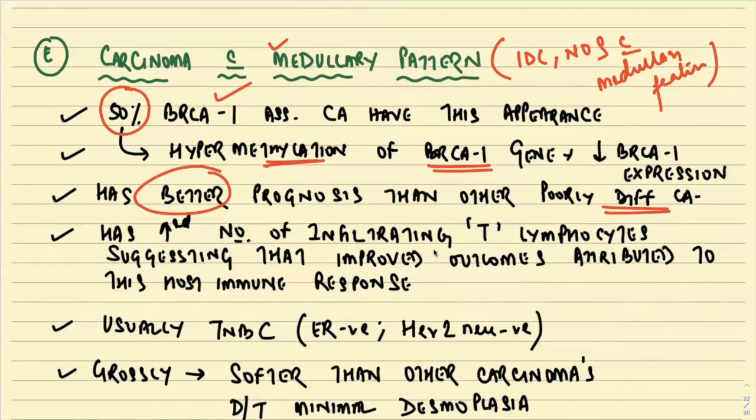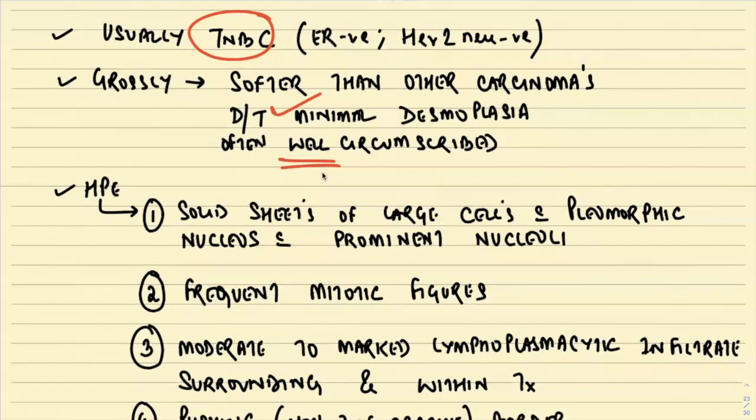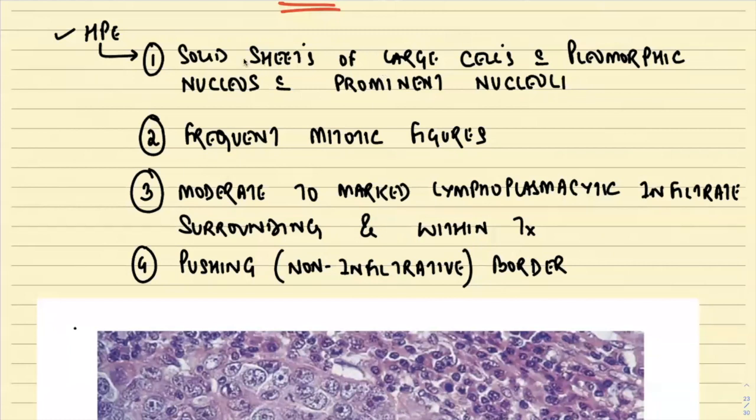It has a better prognosis than other poorly differentiated triple negative breast tumors. Why is it so? Because this tumor has an increased amount of T lymphocytes, and that T lymphocyte is providing protection against the cancer. That is responsible for the better prognosis. It is usually triple negative: ER, PR, HER2 negative. Grossly, if you see, there is minimal desmoplasia and they are often well circumscribed tumors. But histopathologically, there are very important points that you should remember. These tumors grow as solid sheets of large cells with pleomorphic nuclei and very prominent nucleoli.